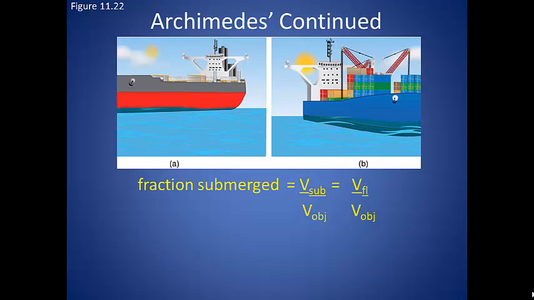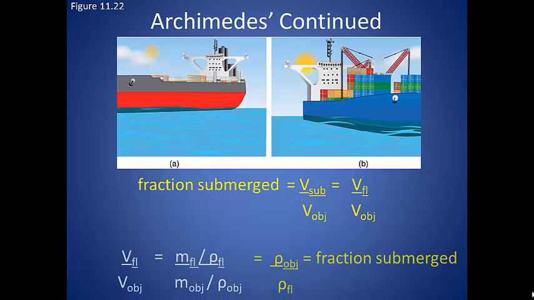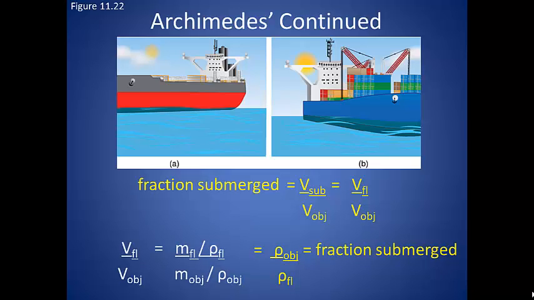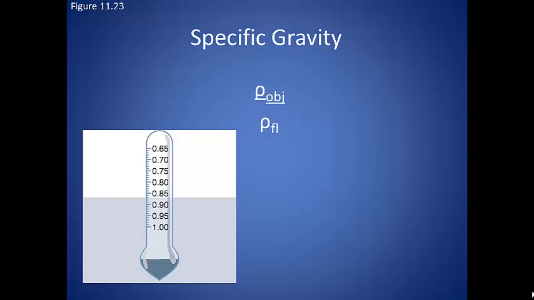Since the volume of the fluid that is displaced is equal to the volume of the object that is submerged, we can also use density to relate those two values. The ship is floating, so that must mean that its mass and the mass of the water that is displaced must be equal. So we can rearrange this as well to say that the fraction of the object submerged in a fluid is equal to the density of the object divided by the density of the fluid. This density relationship between the object and the fluid is known as specific gravity.